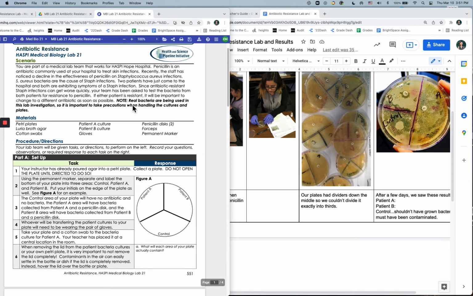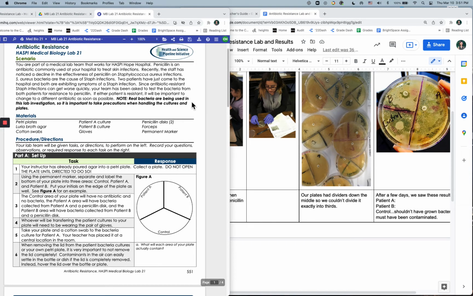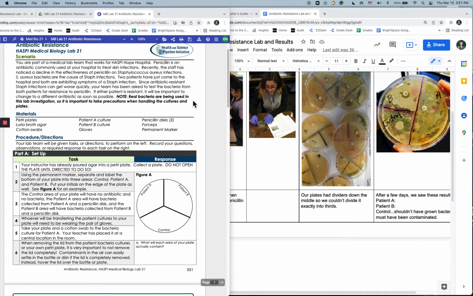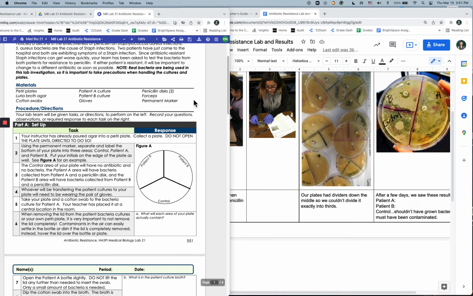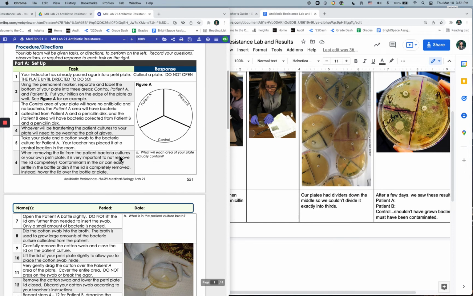So go ahead and read the scenario carefully. Staph infections are pretty serious bacterial infections in hospitals. So we've got some staph infections that are what we call antibiotic resistant and some that can be treated. So we're going to be looking at that, and then go ahead and read the setup carefully to see what we're going to be plating in each part of our Petri dish. It will go into detail right here, what's going to go into each section.